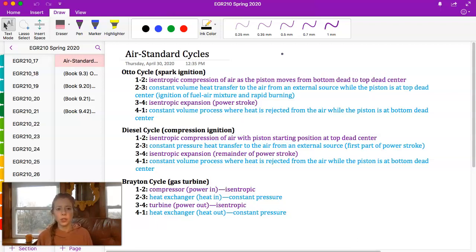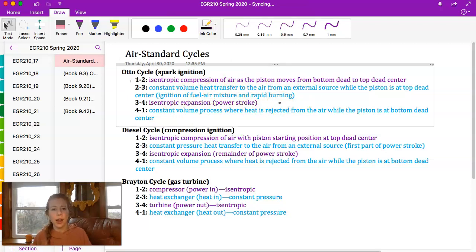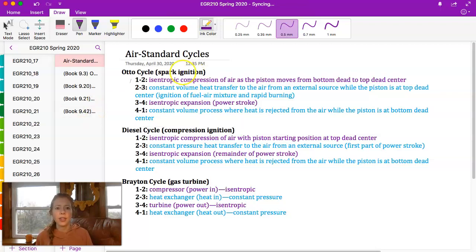Process 1 to 2 here is isentropic compression of air as the piston moves from bottom dead center to top dead center. And process 2 to 3 is constant volume heat transfer to the air from an external source while the piston is at top dead center. So this is the ignition of the fuel-air mixture and rapid burning. And remember here, we're modeling air as an ideal gas. And remember, isentropic tells us that this is internally reversible. So we have constant entropy. So delta S is 0.